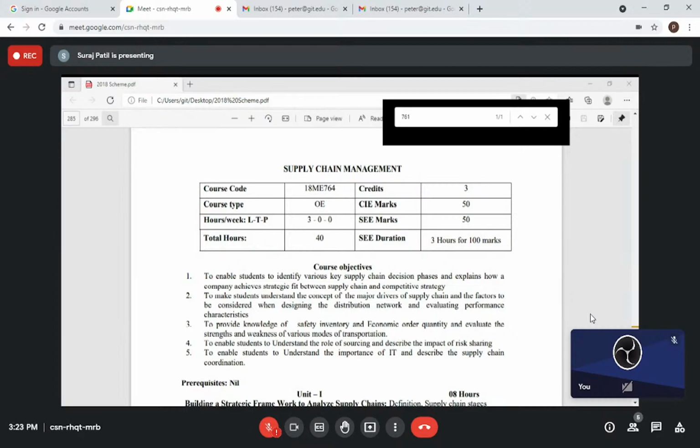I am Professor Pratya Kulkarni from the Mechanical Department. I will be giving you the introduction on supply chain management. The course code is 18ME764. It is an open elective. It is a 3 hours course. So in total it will be 40 hours, that means 40 lectures of course.